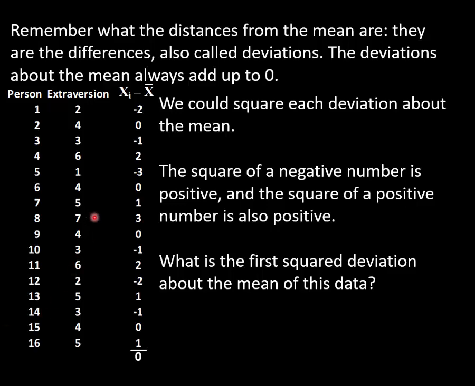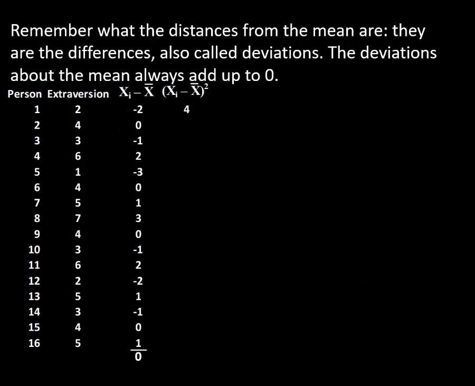So what am I asking here? Well, we're talking about this number, right? That's the first deviation about the mean. What is the square of that deviation? You can probably do that one in your head. You don't even need a calculator. So that first deviation, of course, is 4.